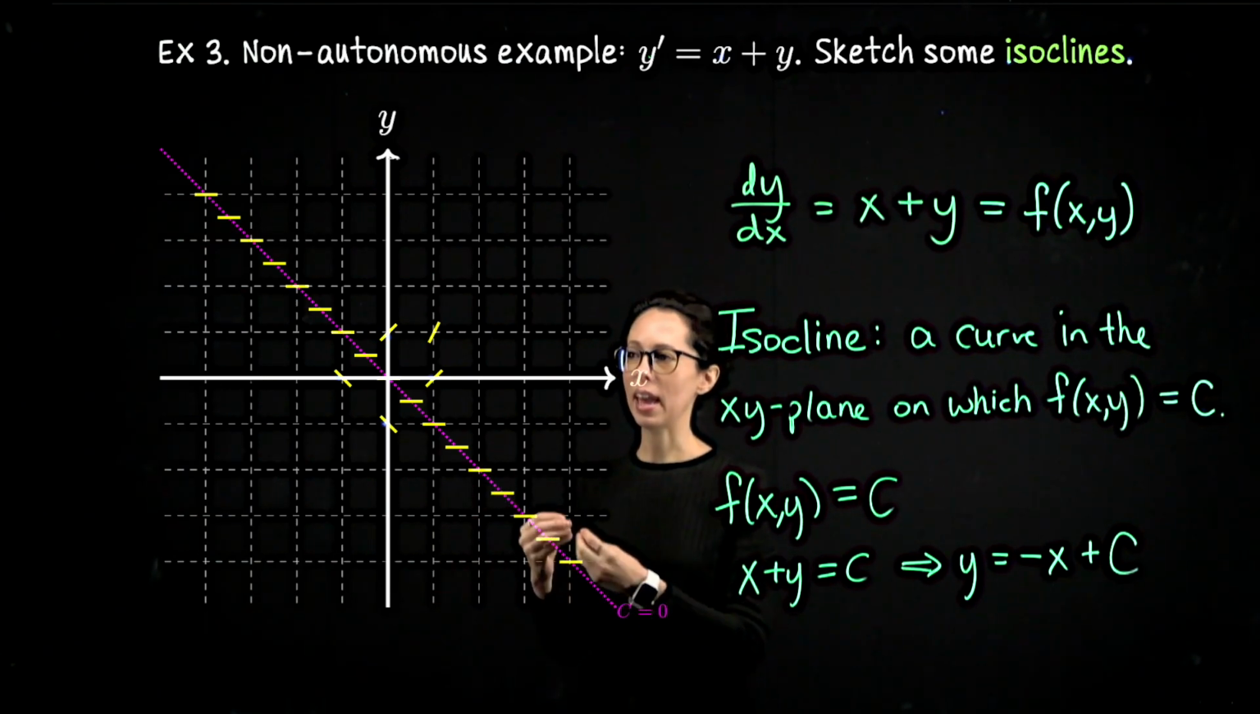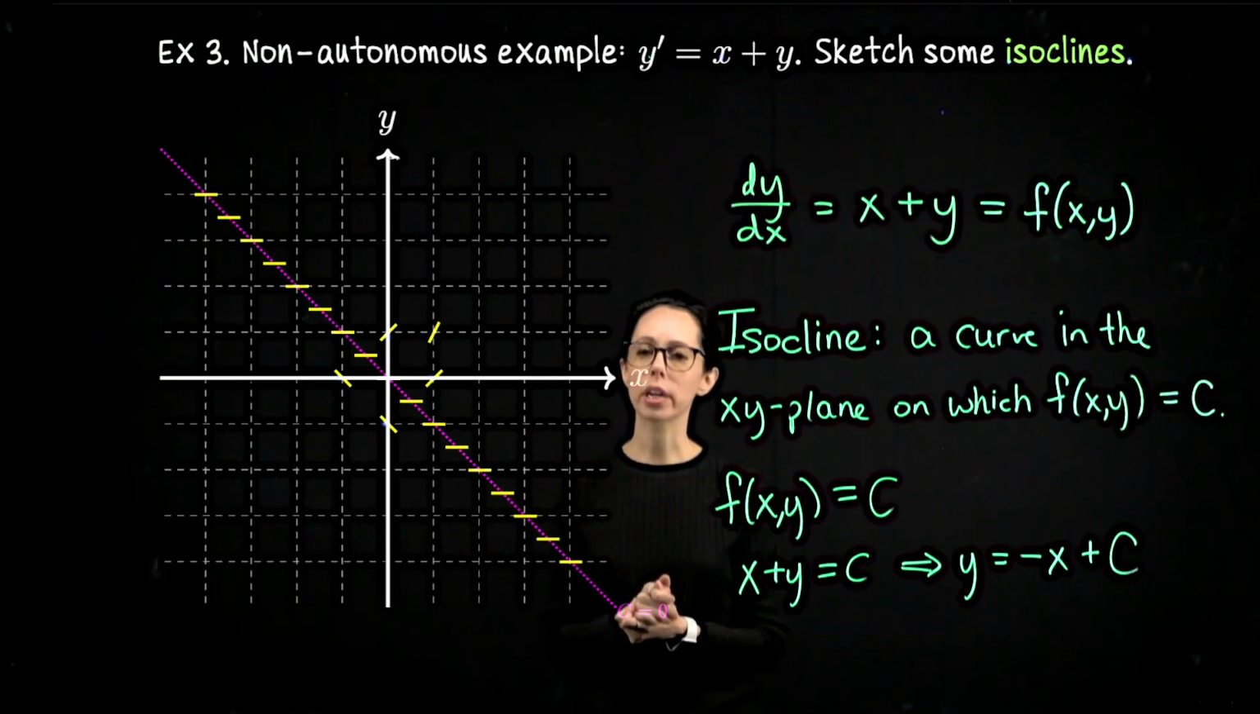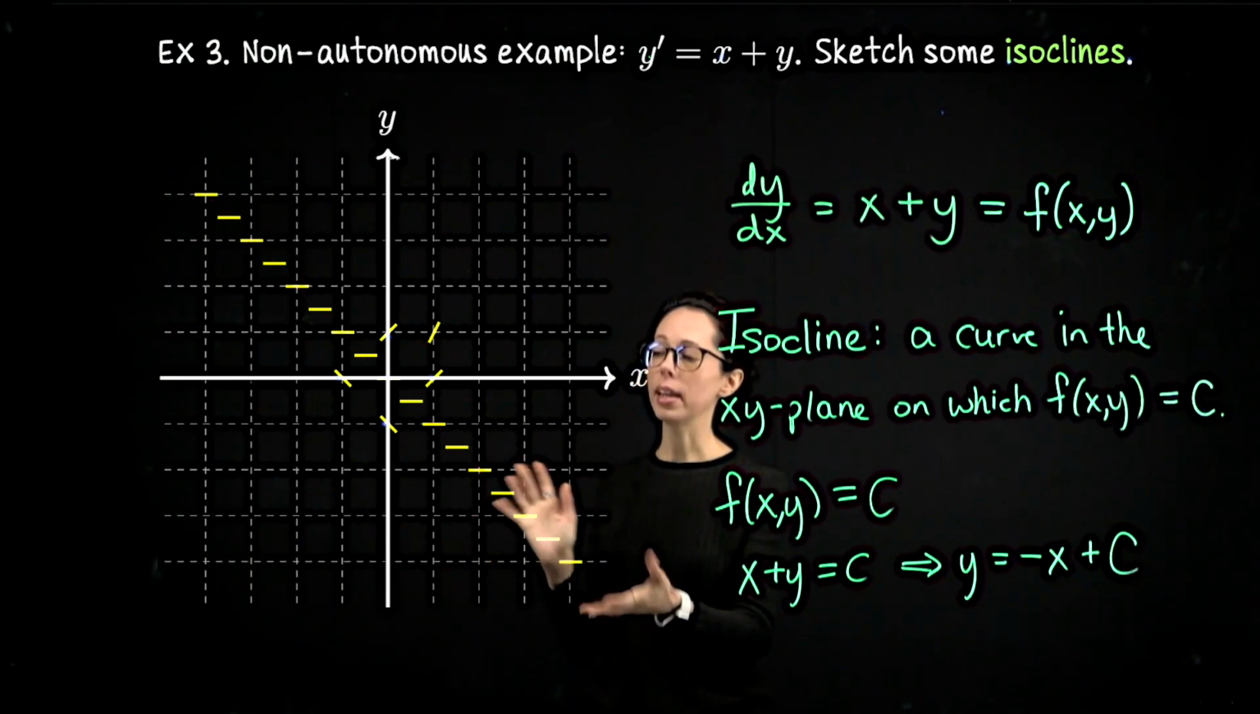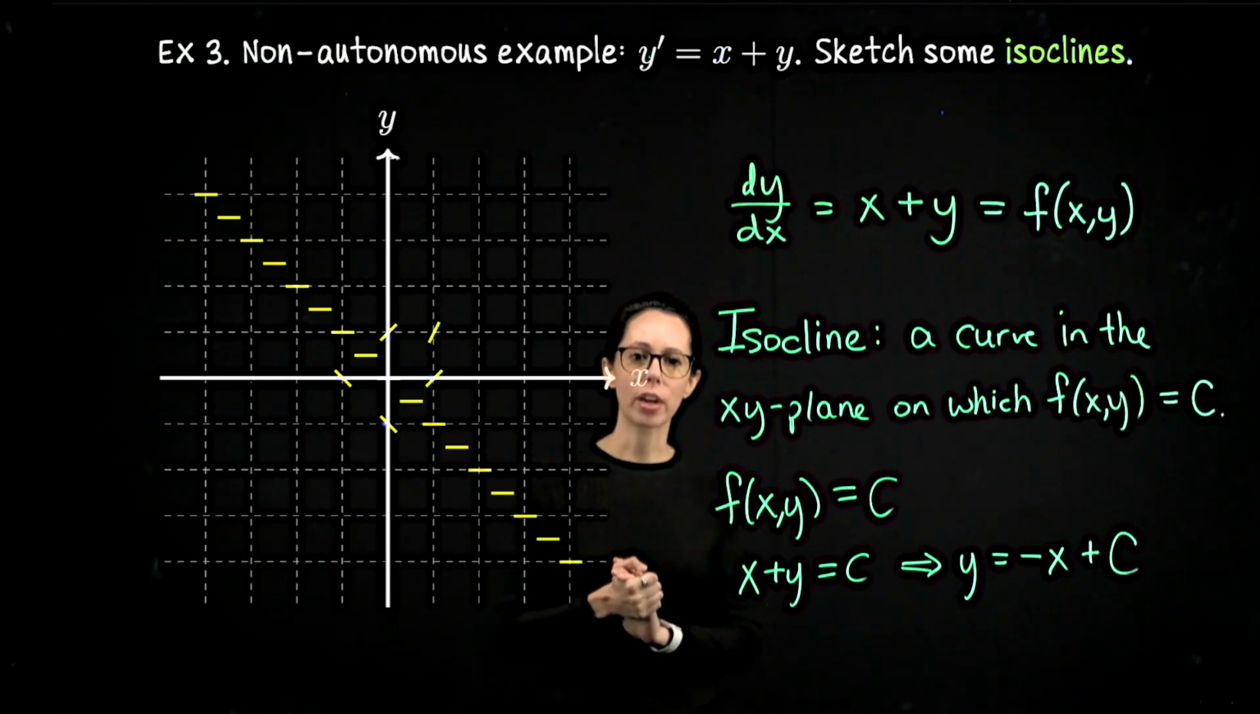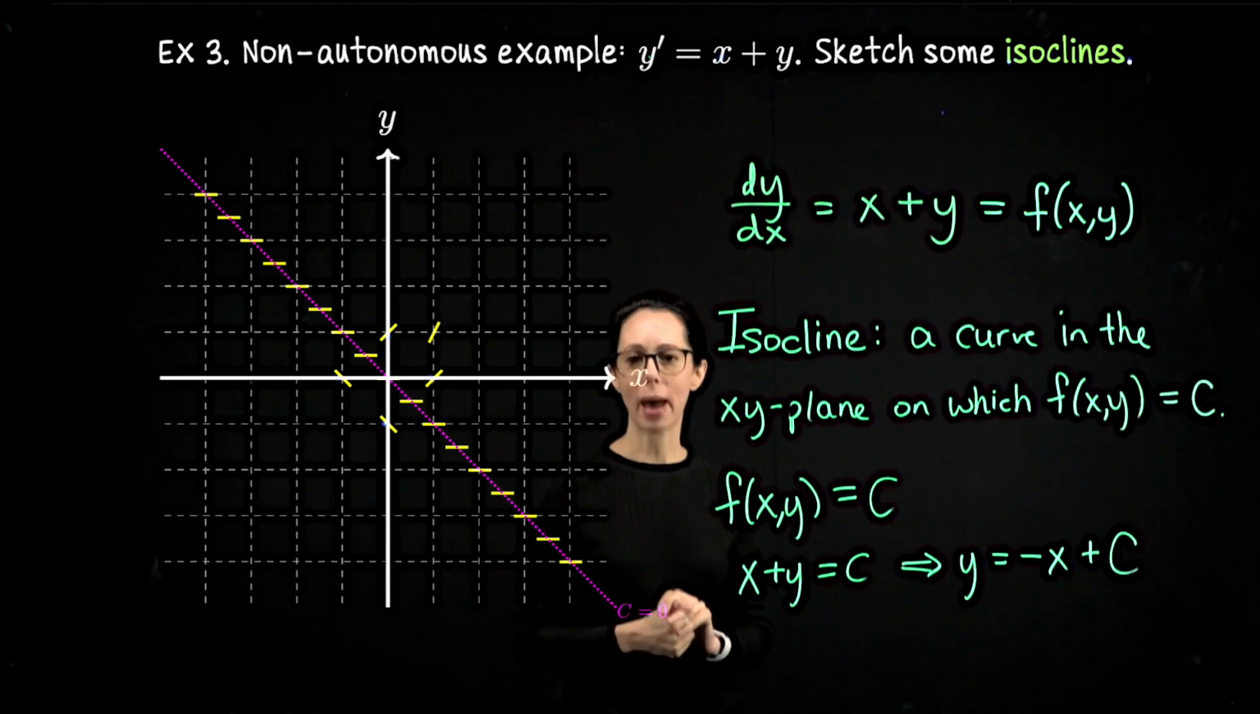This is like a tool that I'm using in order to generate these line segments. So I could remove it, and you see that this is the kind of picture that we're looking for. But just for the sake of illustrating how to use isoclines, let me add that isocline back.